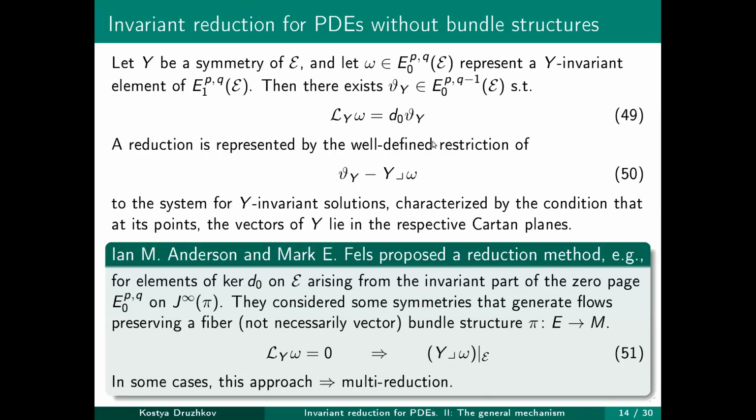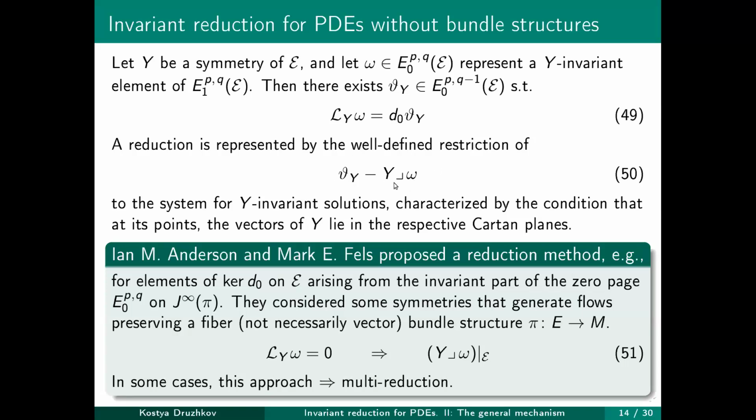While in terms of our reduction mechanism, it's not clear at all how to generalize it to the multi-reduction without doing the reduction step by step, without restricting everything to the invariant subsystem, then taking the other symmetry and so on. Because here it's not clear how to reduce the horizontal degree of this guy by 2.